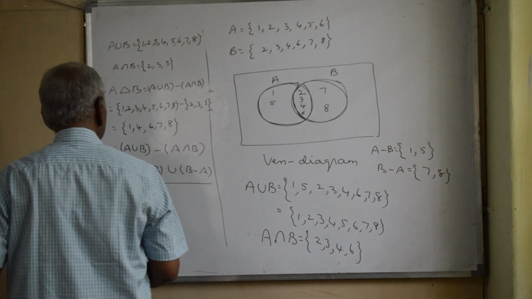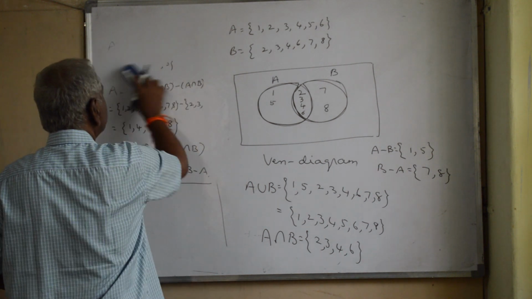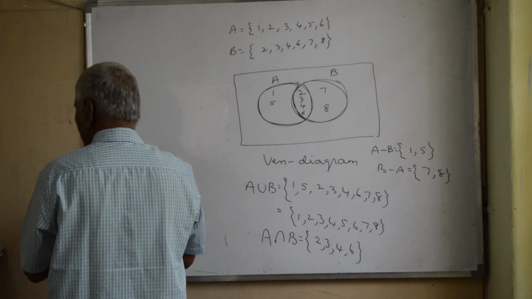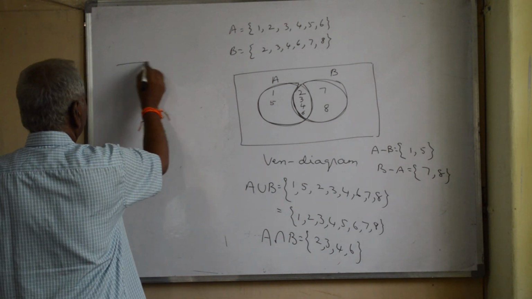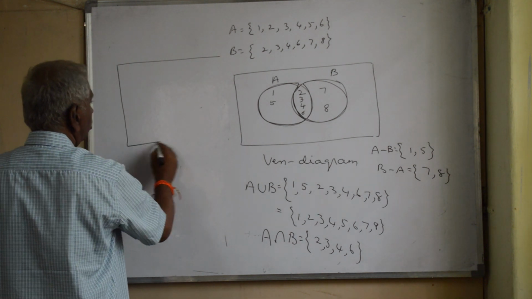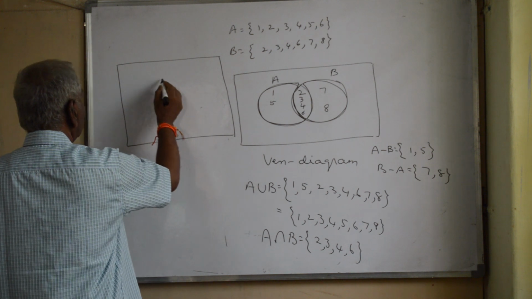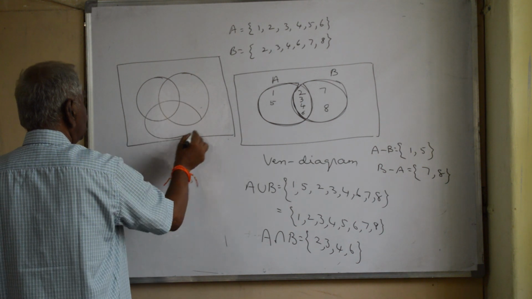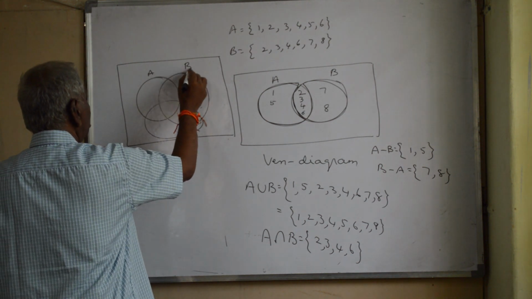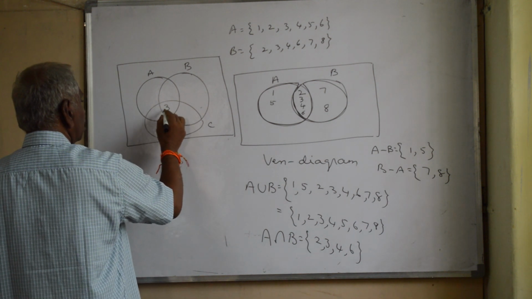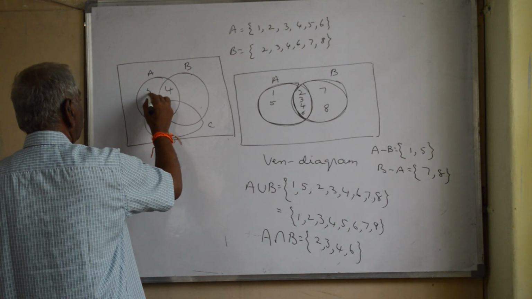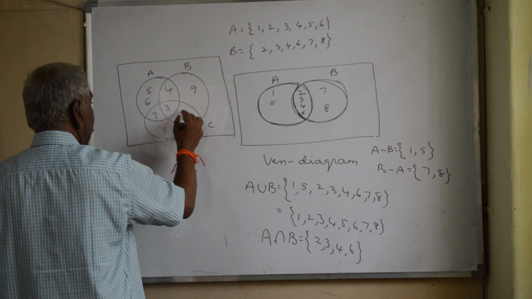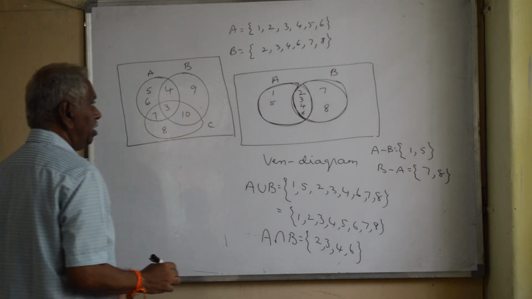Now, let us consider another one. I will give one diagram here. By using this diagram, this is A, this is B, and this is C. A, B, and C. Here 3, 4, 5, 6, 7, 8, 9, 10. Look here.